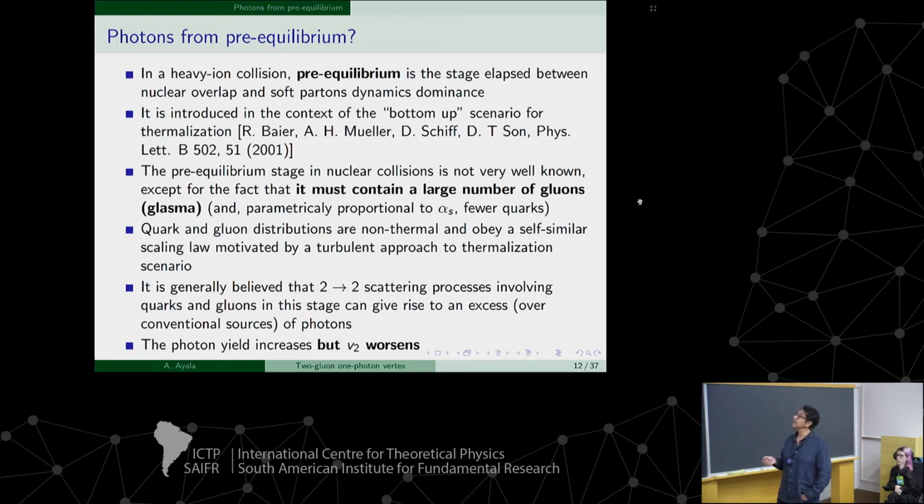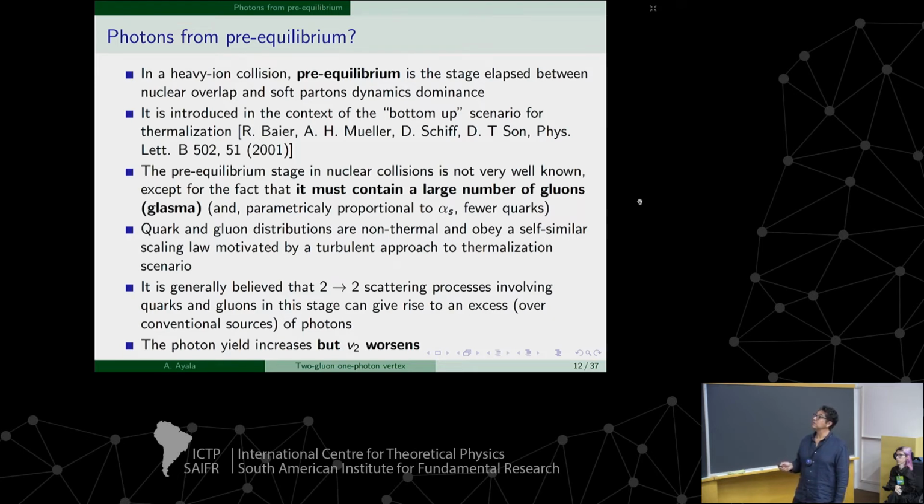And in particular, the pre-equilibrium stage in nuclear collisions, although not very well known, what is known is that it contains a large number of gluons. So this is the main feature. Of course, it also contains quarks, but they are fewer because parametrically the quark distribution is multiplied by a factor of the strong coupling, which in this case is smaller than 1. So you have more gluons than quarks in this stage.